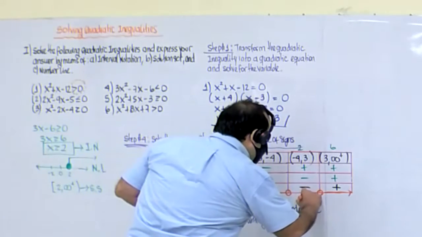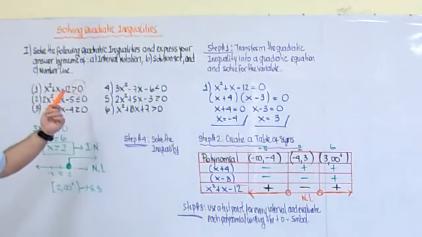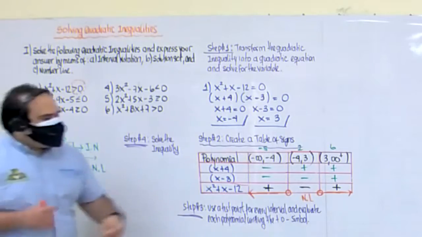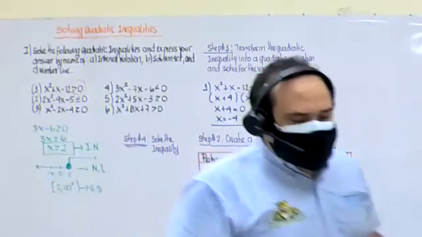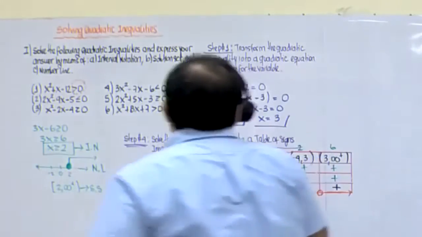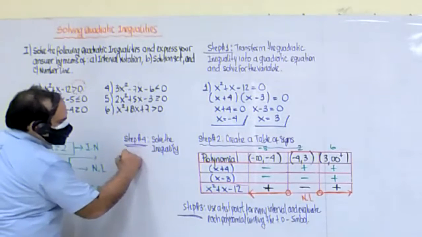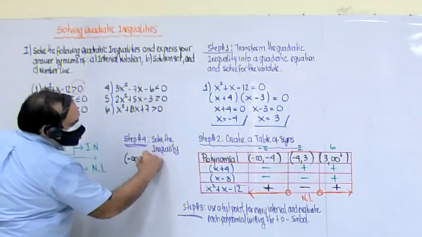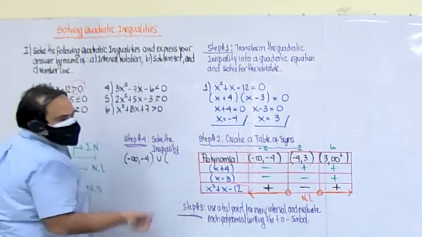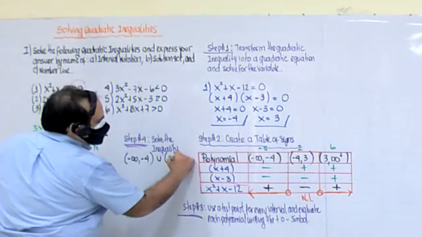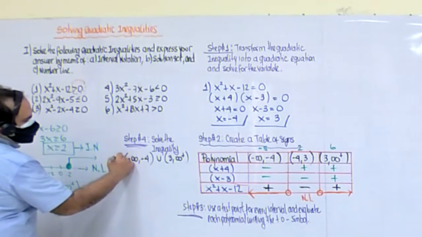Number line. Because greater than 0 means the positive signs, that's why I draw the arrows in the positive answers. Now, the solution set. Negative infinite, comma, -4, union, 3 until positive infinite. This is what will happen for the solution set.